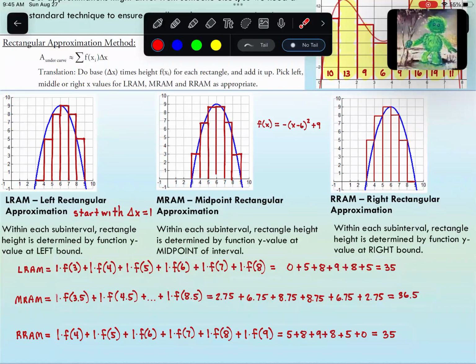On homework questions, worksheet questions, test questions, you will typically be told which of these techniques to use. There might be some exceptions here or there, but for the most part, you're going to be instructed to use L, M, or R. You'll probably get some instruction about what sort of delta x's or rectangle widths to use. It won't always be 1, but you should have some idea of what you're supposed to use.